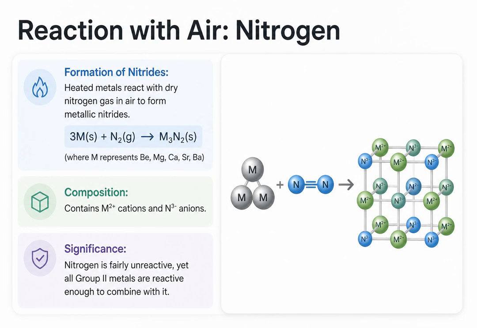Nitrogen gas is notoriously unreactive due to its strong triple bond, but group 2 metals are reactive enough to combine with it when heated. They form metallic nitrides, consisting of M2+ and N3- ions. We will explore more of these fascinating chemical reactions as we continue.